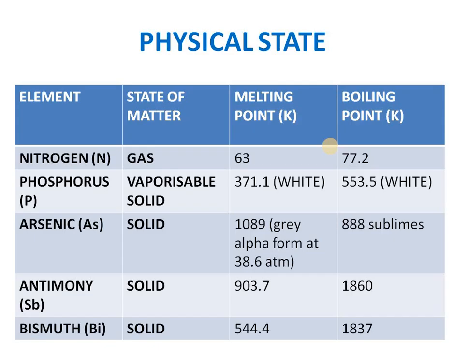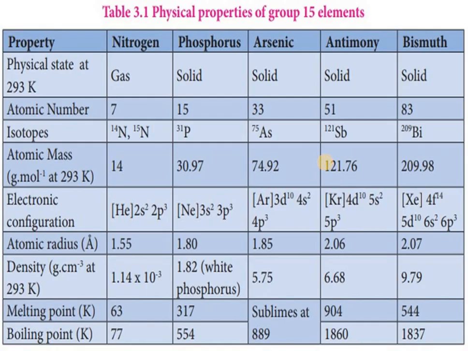Okay, physical state. As you know, nitrogen is a gas, phosphorus is a vaporizable solid, arsenic is solid, antimony is solid. So as we see, the gas and solid nature depends on the melting point. Melting point increases down the group. So is the case for boiling point also. It depends on the forces of interaction between the atoms. Here you can see the atomic radius and density also. Density is increasing: 1.14, 1.82, 5.75, 6.6.